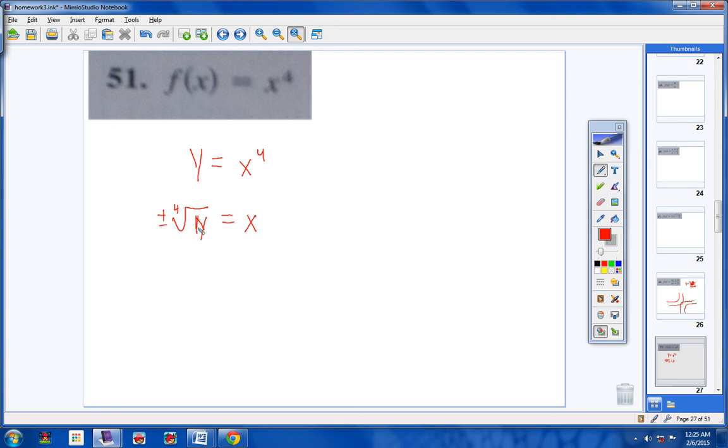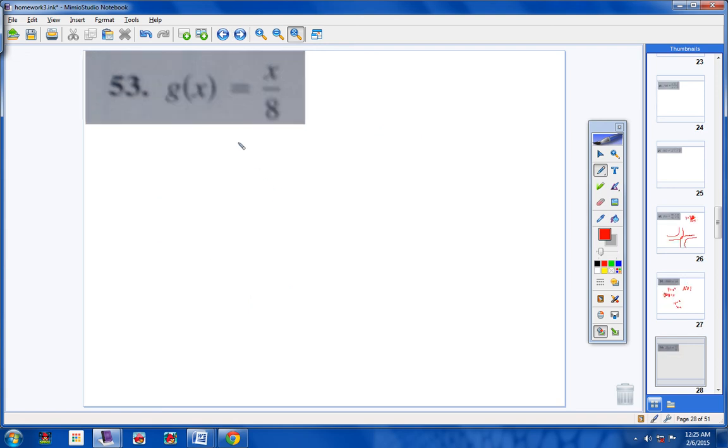If I put 16 in here, the fourth root of 16 is 2. So if I put 16 in, I'm getting out positive 2, and I'm also getting out negative 2 because of the plus minus. So no, this equation does not have an inverse function, because this input here gives you two outputs. Now I know it's confusing to call y an input, but we're doing everything backwards on these.